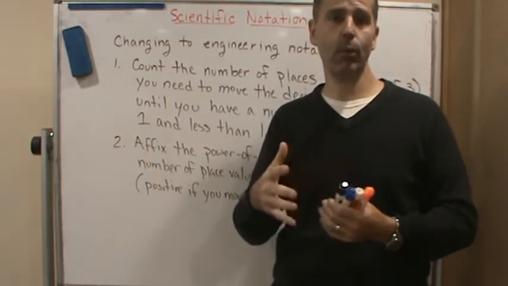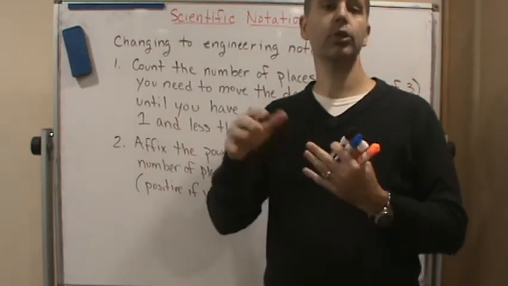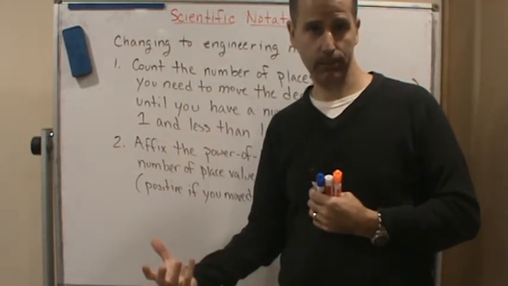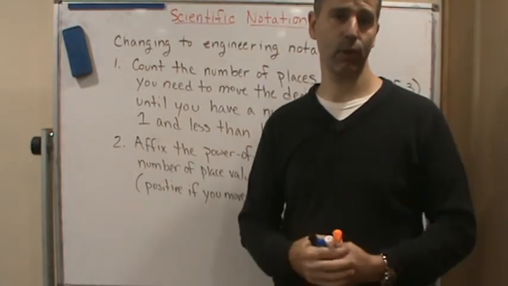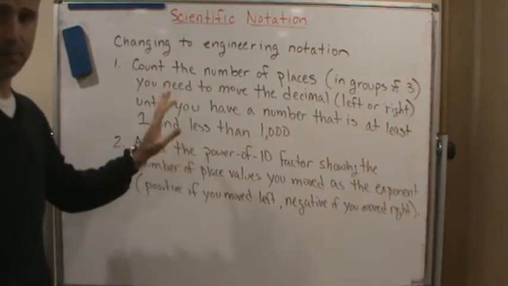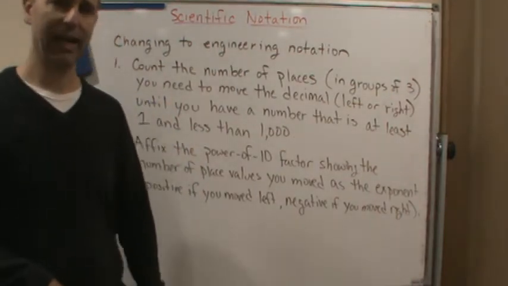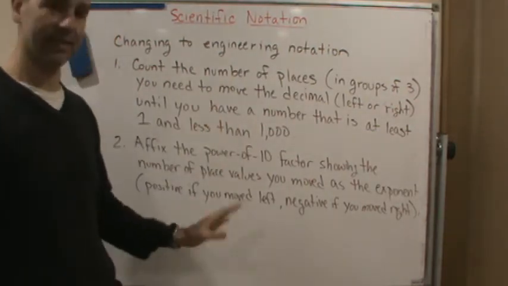So now we're going to talk about converting from a number to engineering notation. It's very similar, practically the same as what we did with scientific notation. Here are the steps. Again, these steps are different than what you will see in the book. The book puts more steps, but I think this says it all.